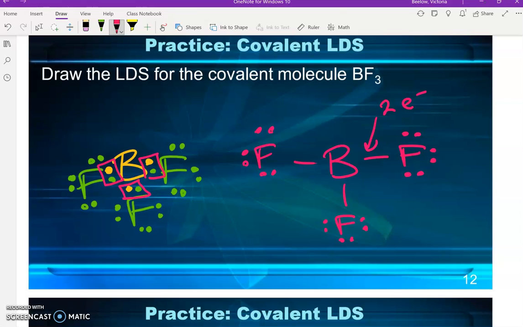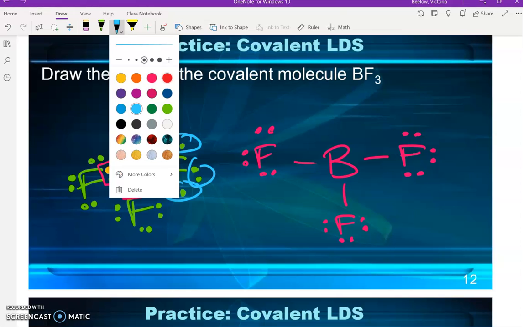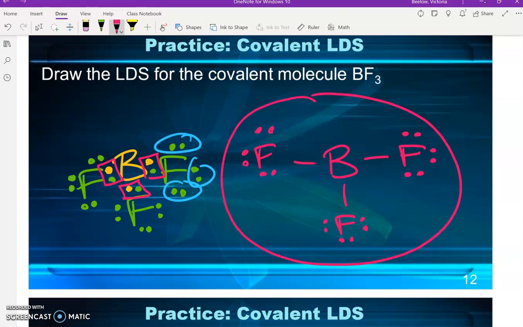However, these electrons surrounding the fluorine, these are what we call the lone pairs. And they do not participate in bonding, so they're not going to form a bond. And so this would be my final answer for my Lewis dot structure.